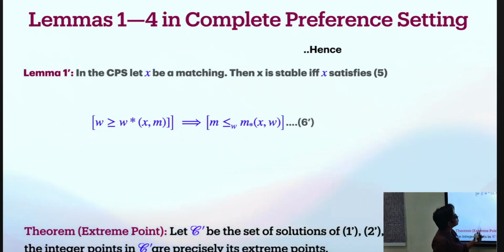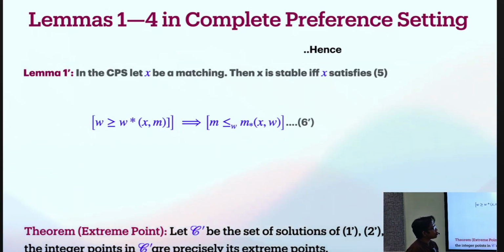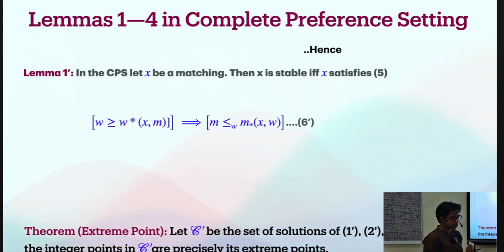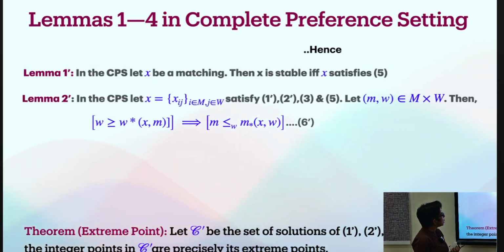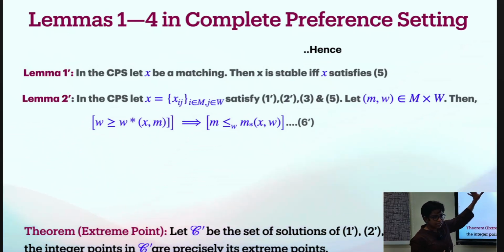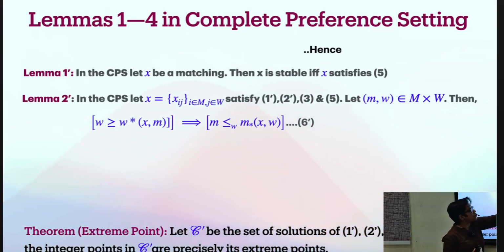So in the complete preference setting, where X is a matching, we say that X is stable if and only if X satisfies 5, which is literally the blocking pair condition. And that's the first result. Left with 2 prime, the modified version in the complete preference setting says, now can you interpret this? There is a condition here about M possibly not being matched at all. That is gone, obviously, because we are in the complete preference setting, and that condition reduces to this.